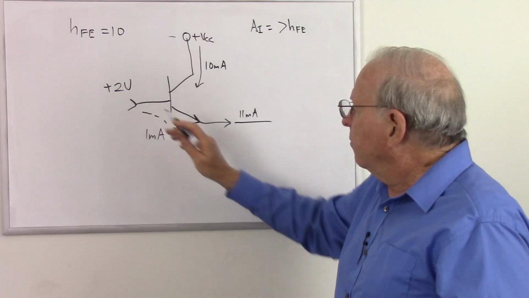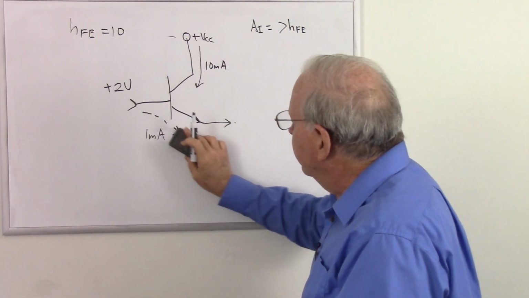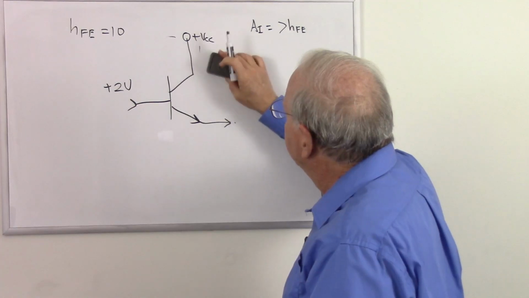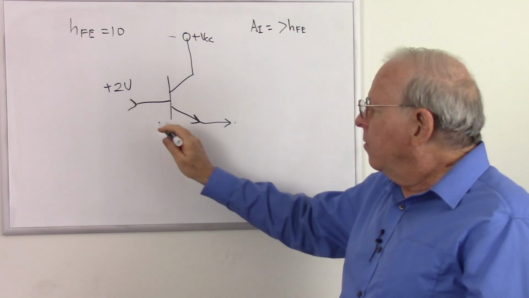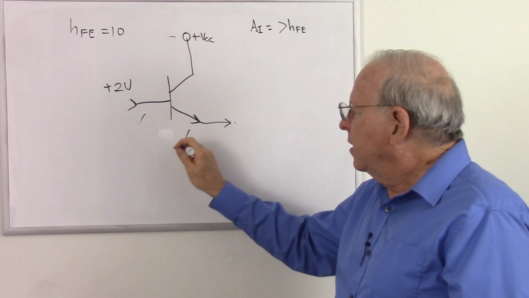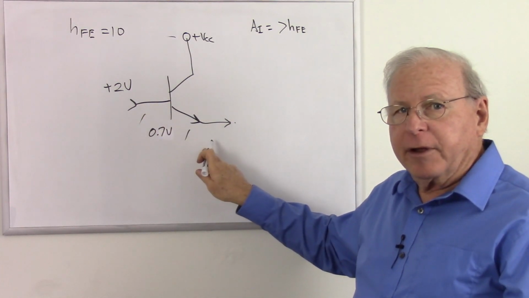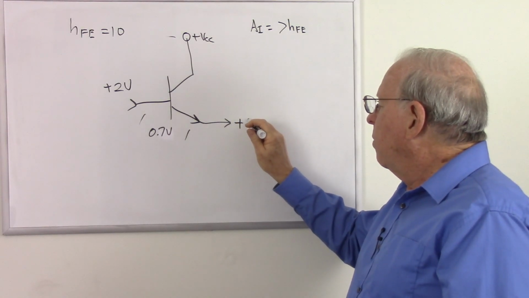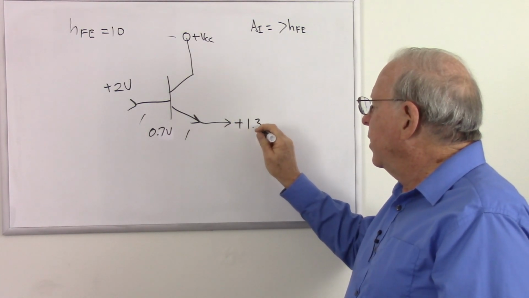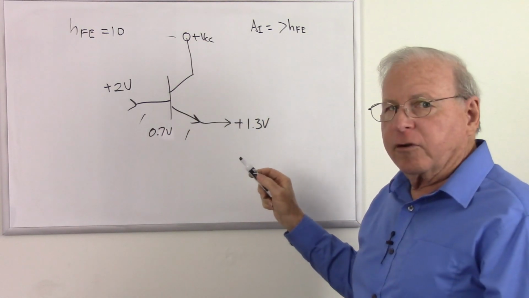But what happens to the voltage? Well, let's reduce some of our clutter around here to see what happens. If we have plus 2 volts here, we're going to lose approximately 7/10 of a volt going from the base to the emitter, positive to negative. So this will end up being positive 1.3 volts on the emitter, because the voltage just simply drops by 0.7 volts.